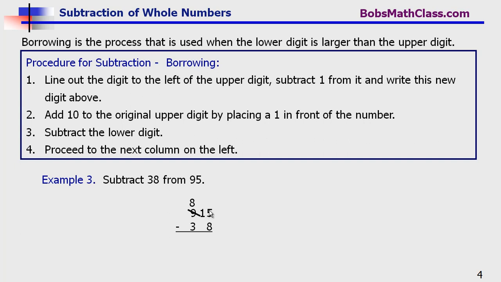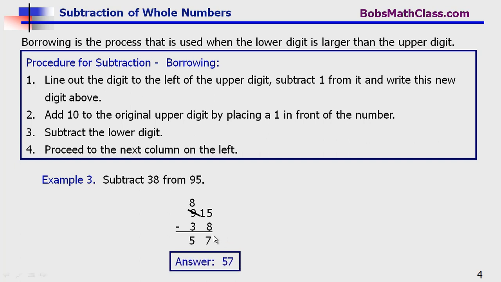Now we can subtract: 15 minus 8 is 7. 8 minus 3, we don't need to borrow. It's a good thing because there's not a number next to it. 8 minus 3 would be 5. So our answer is 57.